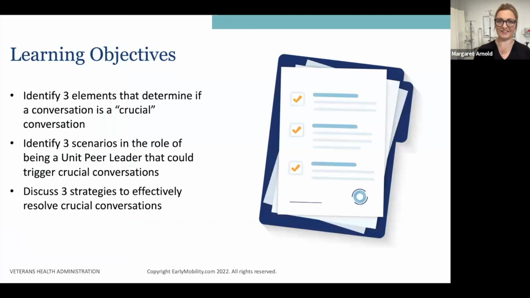The learning objectives of this module are to identify 3 elements that determine if a conversation is a crucial conversation, to identify 3 scenarios in the role of being a unit peer leader that could trigger crucial conversations. What are the tough things that you need to talk about as a unit peer leader? And third objective is to discuss 3 strategies to help you effectively resolve some of these crucial conversations.